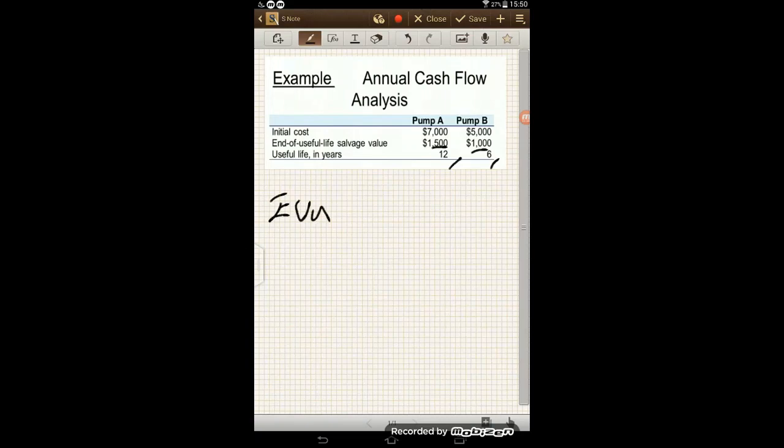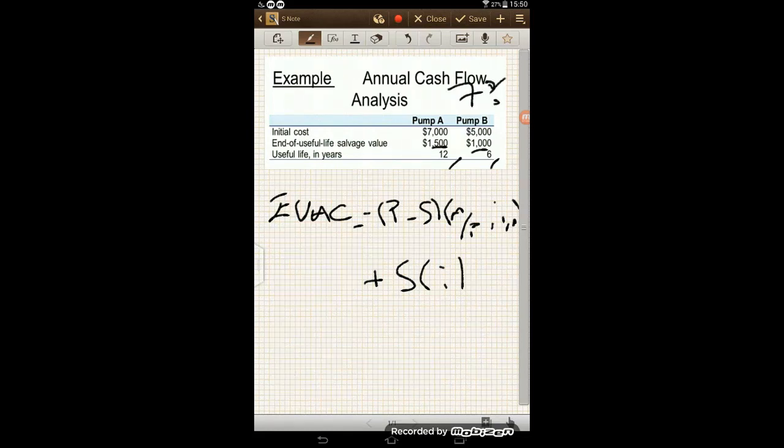Equivalent uniform annual cost is equal to P minus S, which is present cost minus salvage value, times A over P at I and N, plus the salvage value multiplied by I, which is the interest rate. Let's say we have again 7% for this kind of question. These questions have a 7% interest rate. Let's solve these questions accordingly.